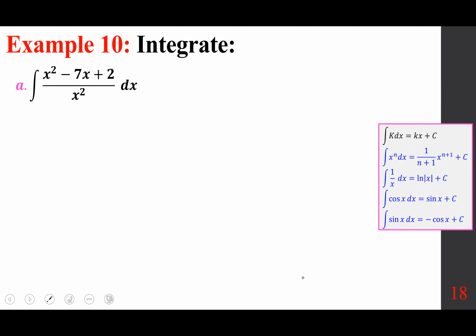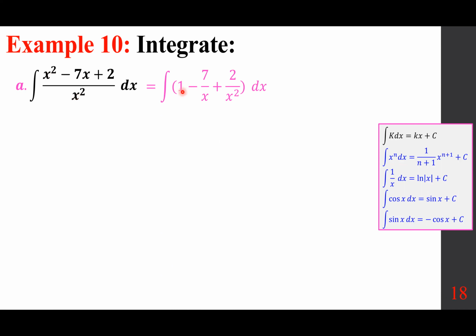All right. Whether we want to differentiate or integrate, the first step is algebra, and that means make up 3 fractions. This one gives us 1. This one minus 7 over x. This one 2 over x squared. So we make up 3 fractions.